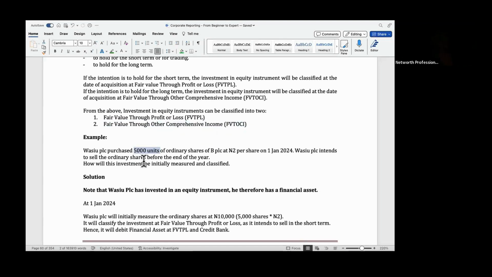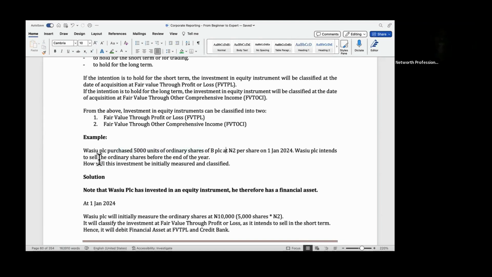We're not asking how it will be initially measured and classified. This was a very straightforward question. It's just for you to see sense in what I was explaining so far. So you see, when you buy shares, it's a financial asset. And in your books, you initially measure it at the amount you paid. So when you buy 5,000 shares and you pay 2 naira per share, that means in your books, that financial asset will be at 10,000 naira.